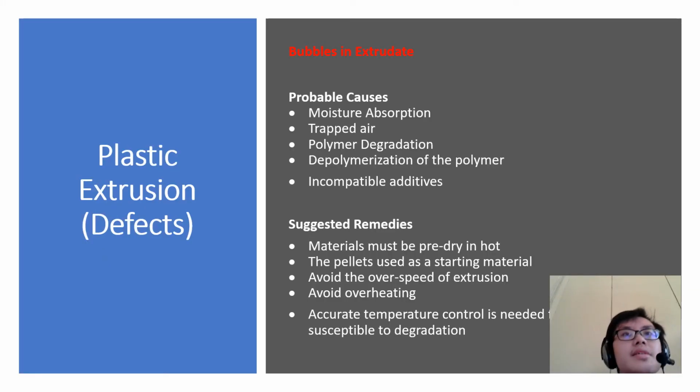Next is the plastic extrusion defect. The problem is bubbles in the extrudate. Mostly it is caused by moisture absorption, polymer degradation, depolymerization of the polymers, and incompatible additives. So how are we going to solve this problem? The material must be pre-dried in a hot oven, the pellets used as a starting material. Avoid overspeed of the extrusion and avoid overheating. There must be accurate temperature control for the specific polymers.